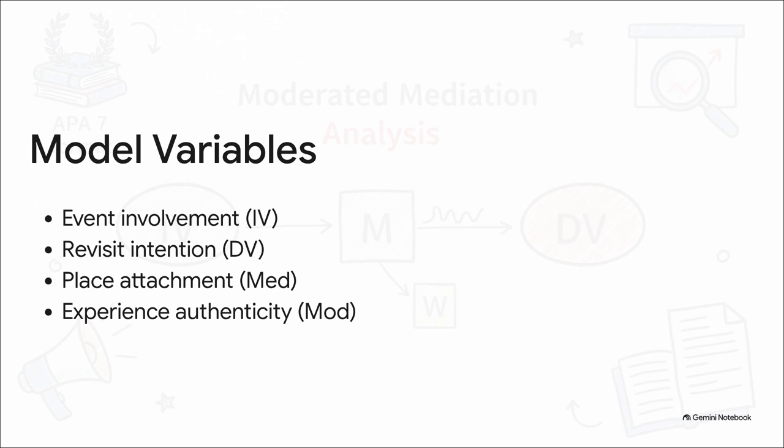Event involvement was their independent variable, and revisit intention was the dependent variable. They hypothesized and actually proved that place attachment acts as a middleman, mediating the desire to revisit. But here is the brilliant part. That mediating effect is moderated by how authentic the experience feels. So the more authentic the experience, the stronger the place attachment derived from the event involvement, which in turn strongly drives the intention to revisit. Keep this specific authentic experience moderator in the back of your mind because we're going to use it to build our perfect APA 7 results section right now.